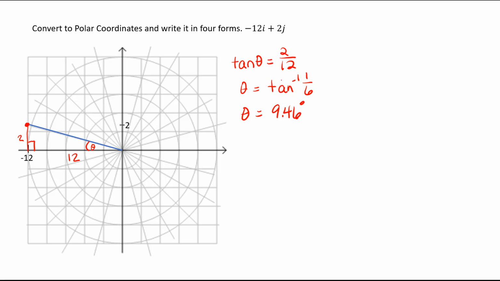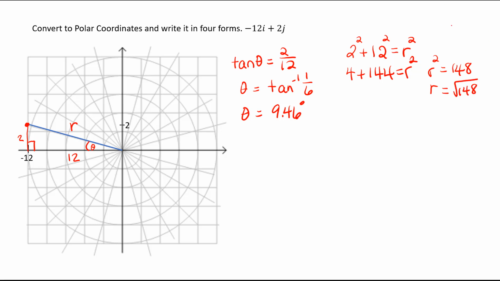So first of all, we need to find r, how far away from the origin you have to go to get to our dot, our location there, our point. So we need to use the Pythagorean theorem to find r. So 2 squared plus 12 squared equals r squared. So 4 plus 144 equals r squared. So r squared equals 148. R equals the square root of 148.